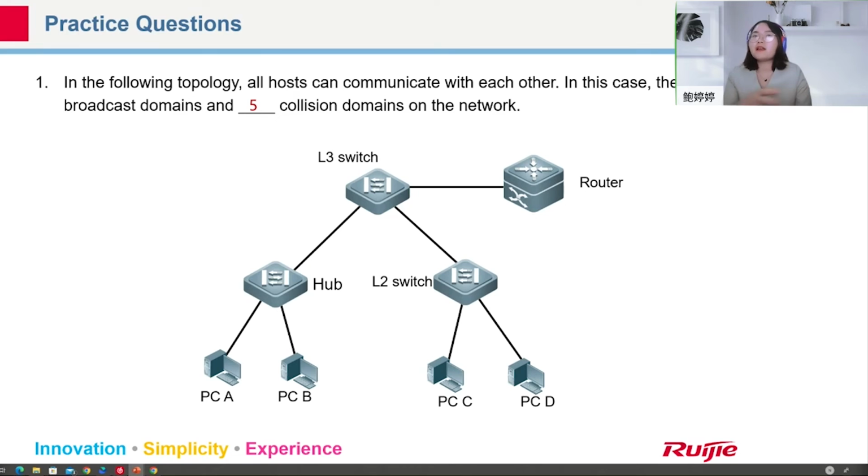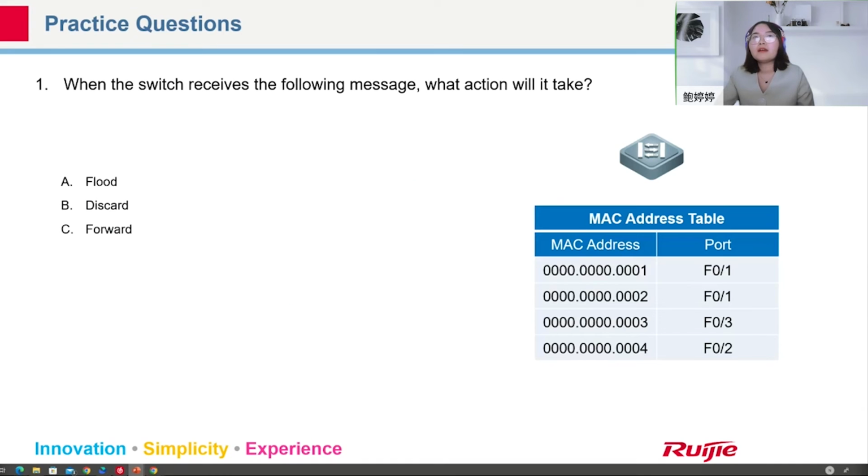So if you want to make the layer 2 broadcast domain smaller in these places, you have to use VLAN technology. And for collision domains, on layer 2 or layer 3, one interface is one collision domain, but on the left one, there is a hub. A hub cannot divide the collision domain. So here is one collision domain, 2, 3, 4, 5. Different collision domains can communicate with each other at the same time.